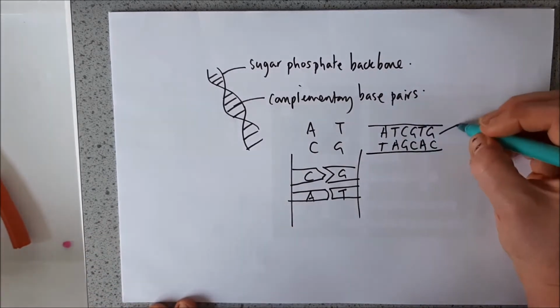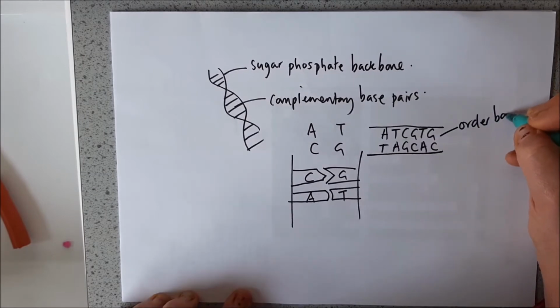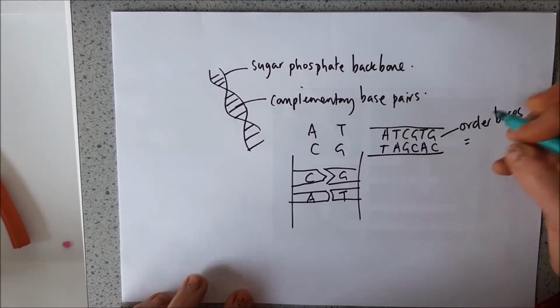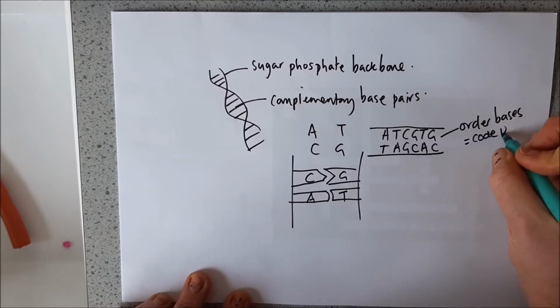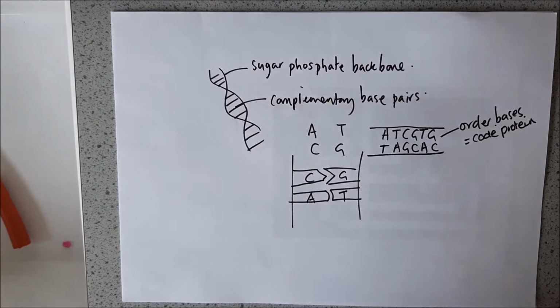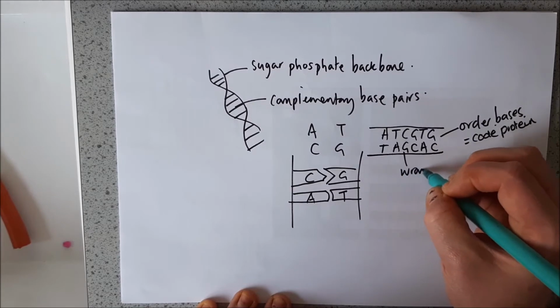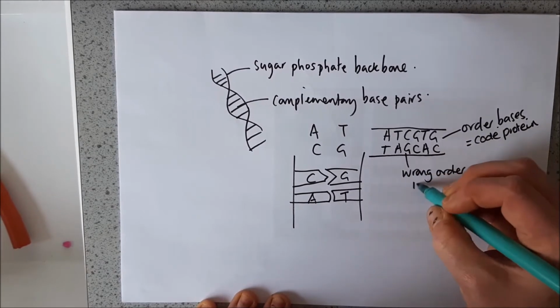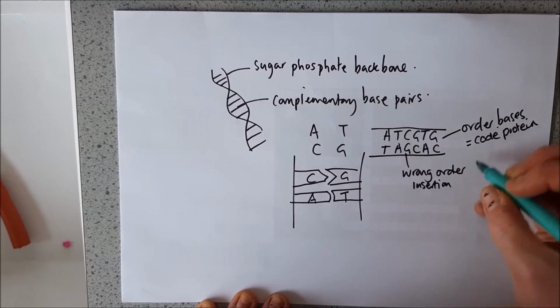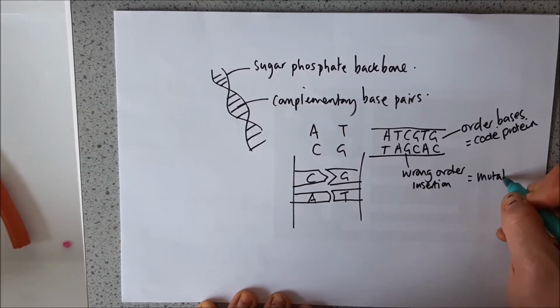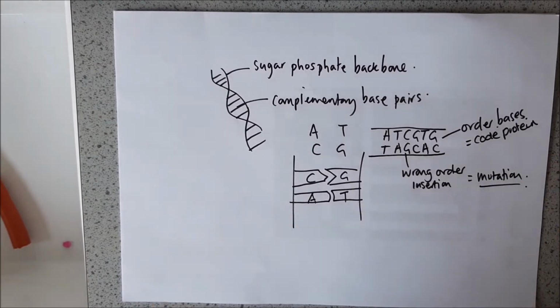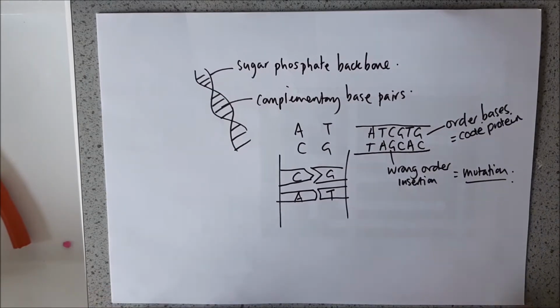Okay, now the order of the bases gives us a code to make a protein. So when we're talking about genes, they are a section of DNA that codes for proteins. And if we get the wrong order, or we get an insertion, so like another letter just kind of whacked in there, that's when we get a mutation, which most of them we never see. They kind of get drowned out by all of the other bases that are there. But that's the general structure of DNA. So we've got the sugar phosphate backbone and complementary bases.